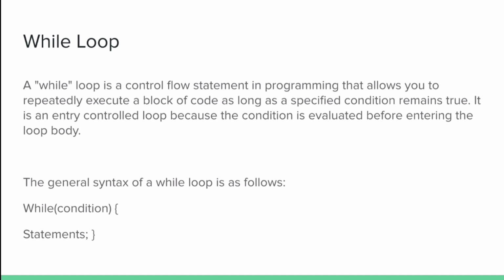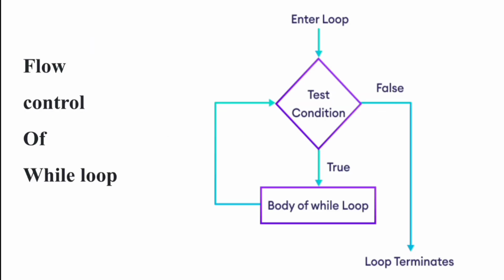Now this is the flow control of the while loop. You can see this flow chart. First it will enter the loop, then it will check the condition. If it is true, then it will execute the body of the loop. You can see the arrow mark, and again it will go to the condition. Again the condition is checked, again true, again it will repeat. Like the water cycle you have read about, it will continue the cycle. But when the condition becomes false, the loop terminates, means it will exit from the loop.